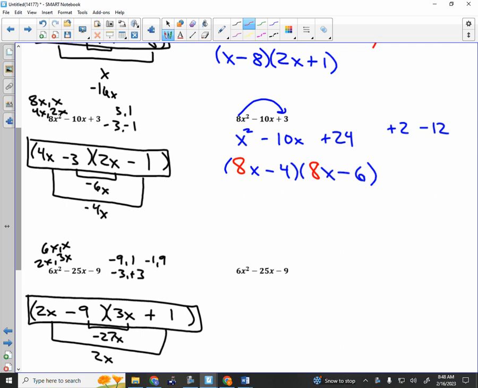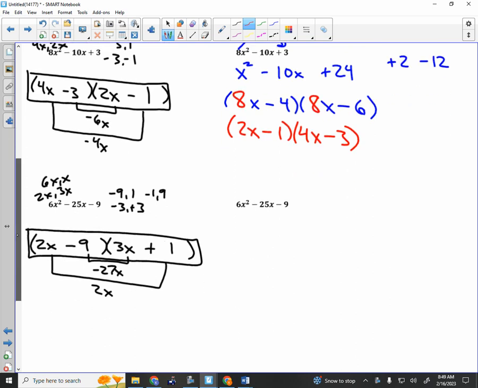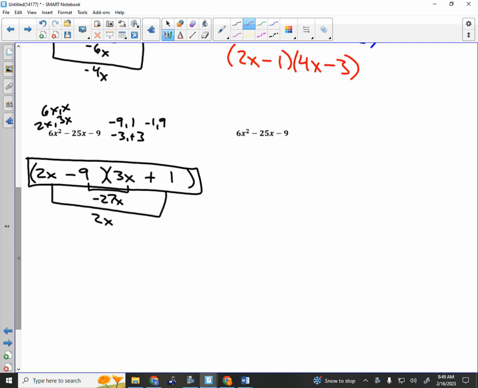What are both 8 and 4 divisible by? 4. So divide it, and you get 2x minus 1. What are both 8 and 6 divisible by? And you get 4x minus 3. Notice 4x minus 3, 2x minus 1. So you get to choose the method that you want, but I will warn you that sometimes it may not give you the results you want.